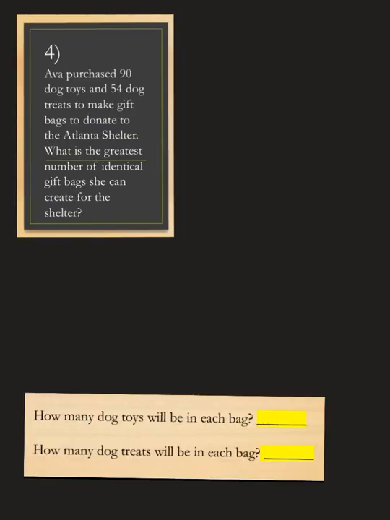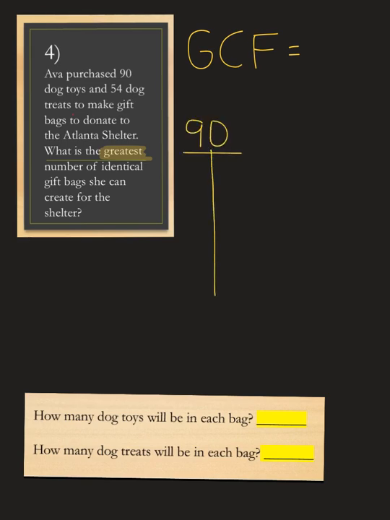Okay, number 4 is another word problem that says Ava purchased 90 dog toys and 54 dog treats to make gift bags to donate to the Atlanta shelter. What is the greatest number of identical gift bags she can create for the shelter? Our key word here is greatest, and that keyword tells us we need to be finding our greatest common factor, our GCF. So we need to list all of our factors of 90. There's our T-chart, and all of our factors of 54. So let's start with 90.